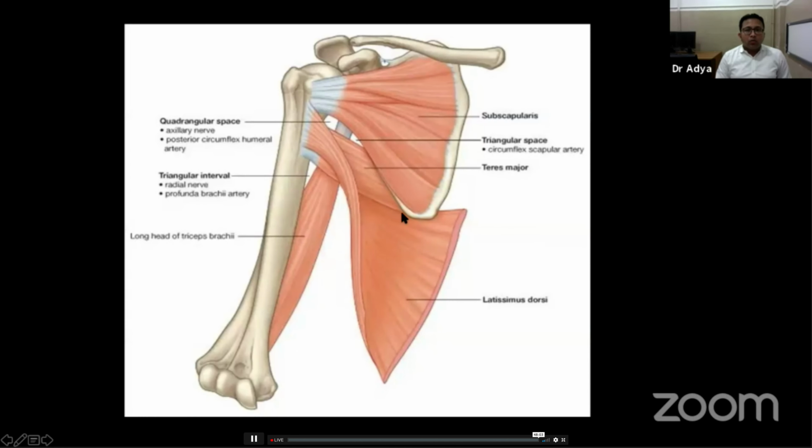Now, along with that, we need to be aware of two more spaces. This is the medial triangular space, which carries the circumflex scapular artery, and the lateral triangular space, which is also called the triangular interval, which carries the radial nerve and profunda brachii artery.